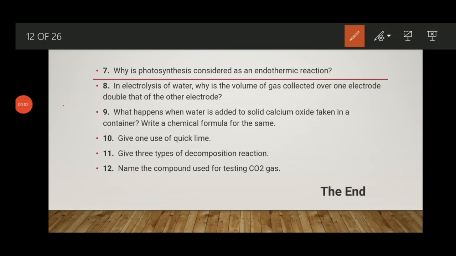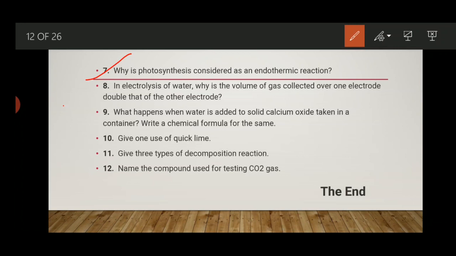Seventh question is, why is photosynthesis considered an endothermic reaction? As we discussed why respiration is considered an exothermic reaction, similarly we will be able to answer why photosynthesis is considered an endothermic reaction, because during photosynthesis we are taking sunlight as an external energy. That's why photosynthesis is considered an endothermic reaction.